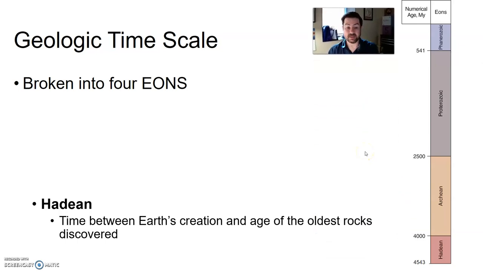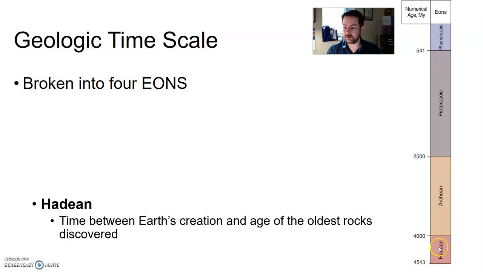So the Hadean is the time between Earth's creation and the age of the oldest rocks discovered thereabouts. So the Earth formed 4.54 billion years ago. The first rocks didn't appear until about 4 billion years ago. This is 4,000 million years, or in other words, 4 billion years.